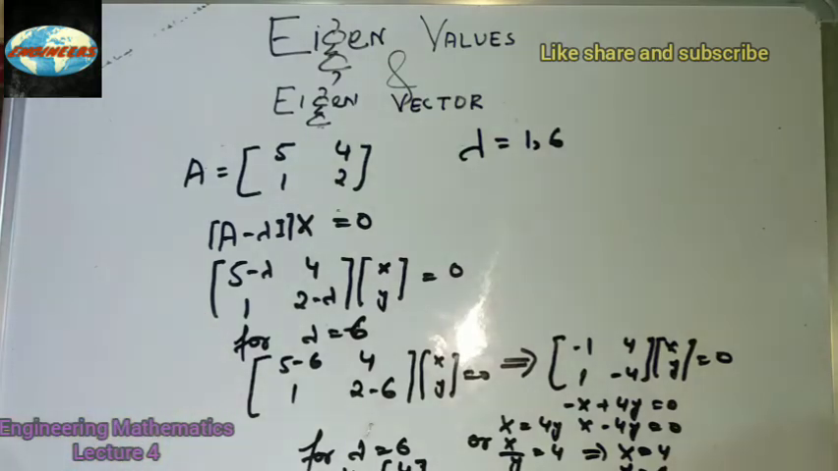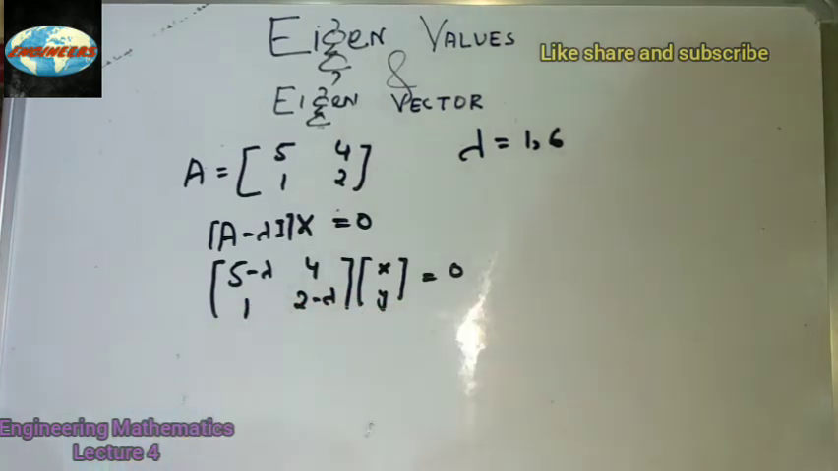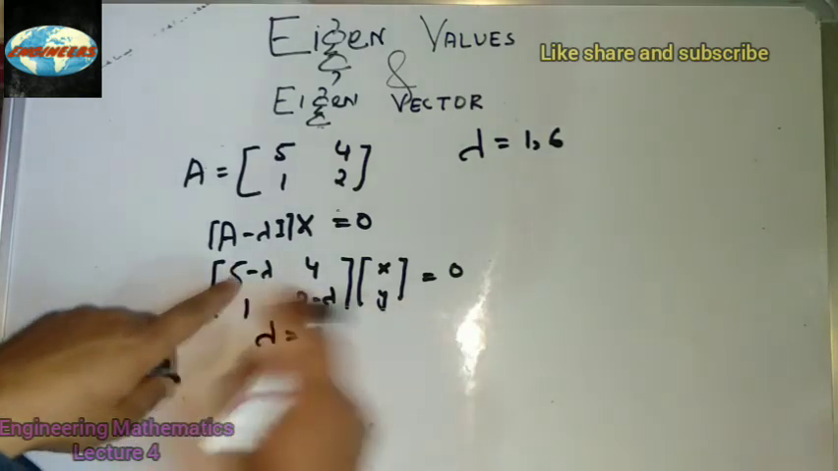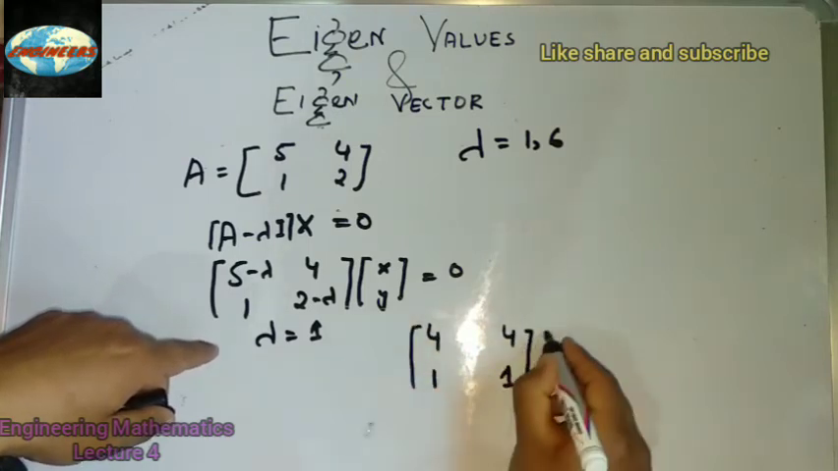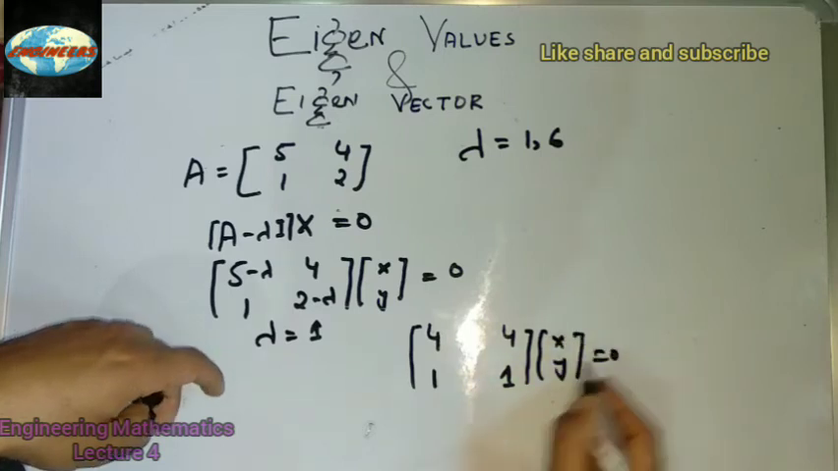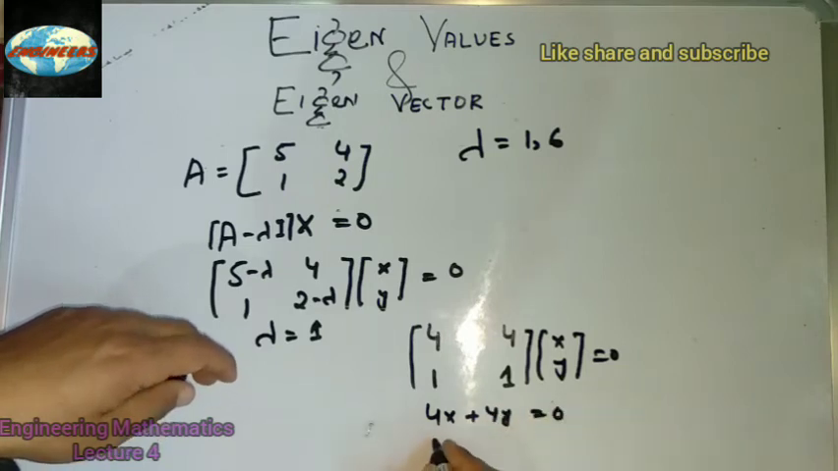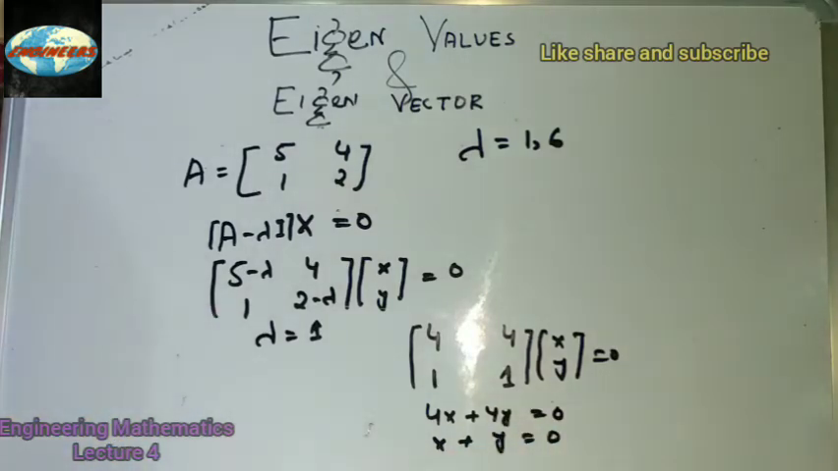Okay, similarly we can calculate quickly for lambda equal to 1. If lambda is equal to 1, this will become 5 minus 1, 4, 4, 1, 1, times x and y equal to 0. That means 4x plus 4y is equal to 0, so x plus y is equal to 0. Same, only one. That means there is only one independent equation for this.